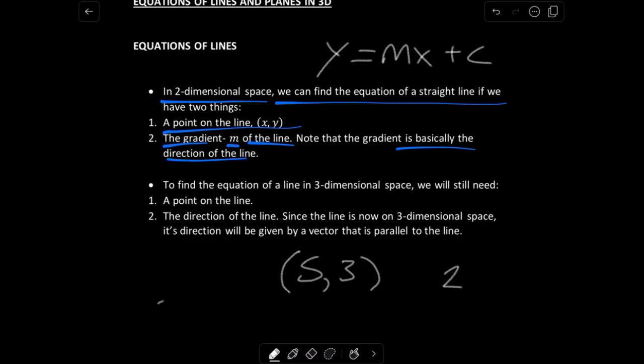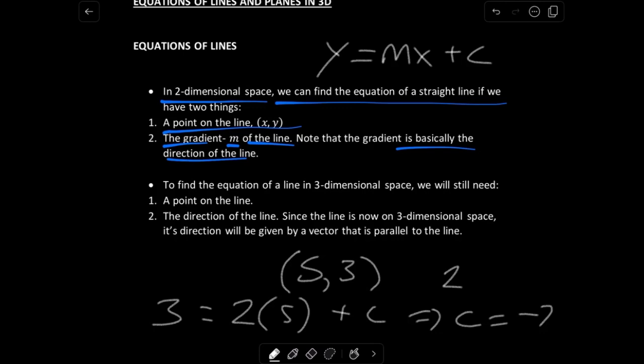So if we had to solve, we'll say 3 is equal to 2 times 5 plus c. And then we will solve for c, and then c is equal to, let's see, minus 7. And then we'll get the equation of the line. So y is equal to 2x minus 7. That's how we do things in 2D.